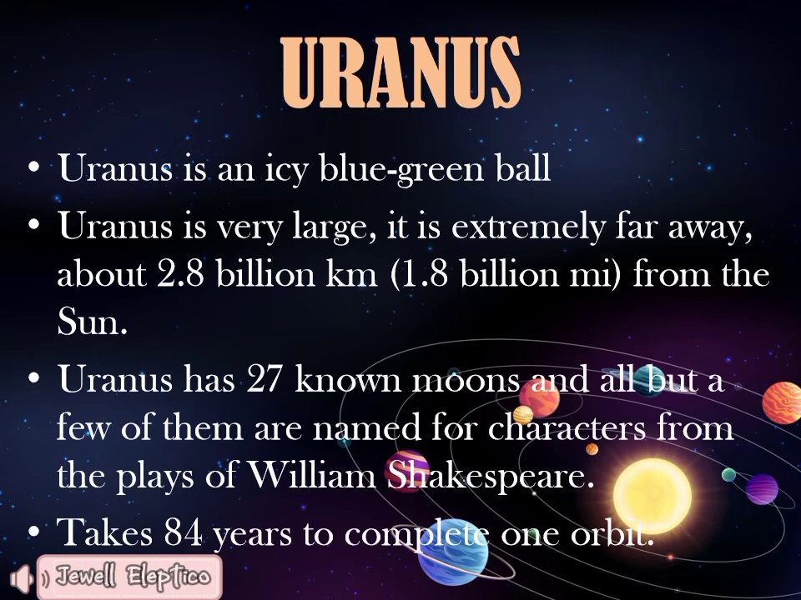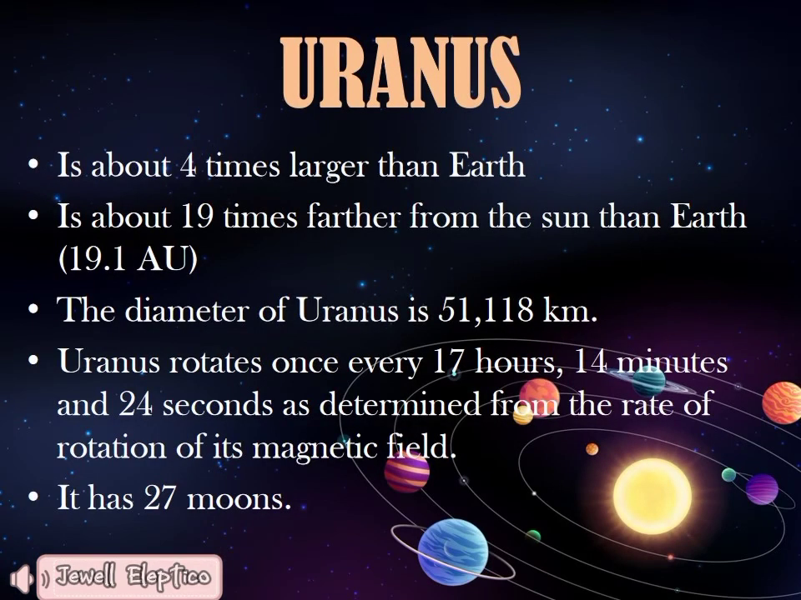It takes 84 years for Uranus to revolve around the Sun. Uranus is about 4 times wider than Earth. If Earth were a large apple, Uranus would be the size of a basketball. From an average distance of 1.8 billion miles, Uranus is 19.8 astronomical units away from the Sun.